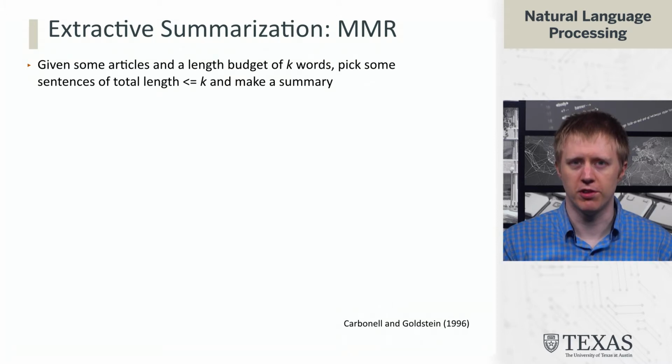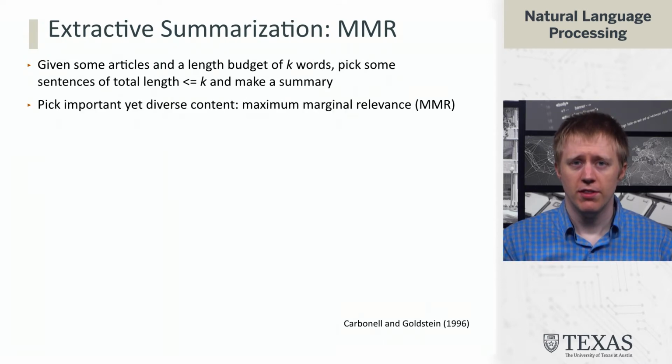And we want to produce a summary that has the most salient information from all of them. We're also given a length budget of k words. So what we want to do is pick some sentences of length at most k in total and make a summary out of them. The rough idea here is that we need to pick stuff that's important but also diverse. So we want to emphasize the key facts, but we don't just want to say one key fact over and over.